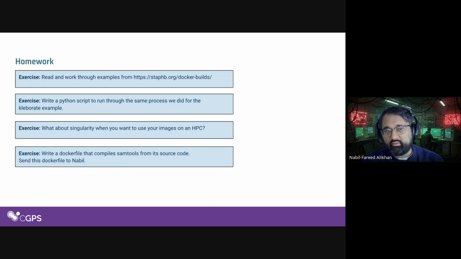Have a look at Singularity, particularly if you're using an HPC. And try to write a Dockerfile that takes SAMtools and compiles it from source code. Don't just use Conda and install SAMtools. I want you to download the source code, compile it, and make the binary runnable from the Docker container. Try that out, and you can send it to me if you want some feedback. All right, so that's it.